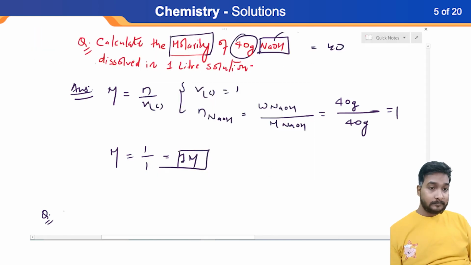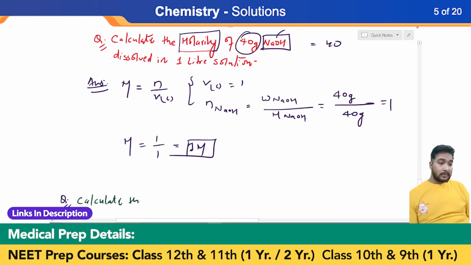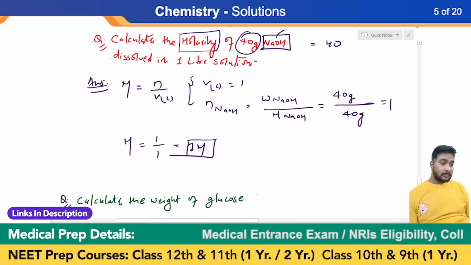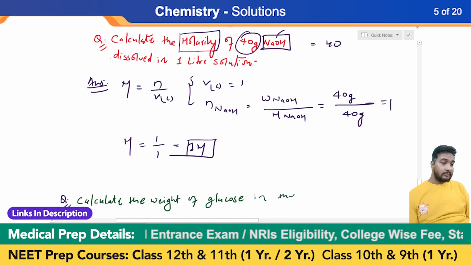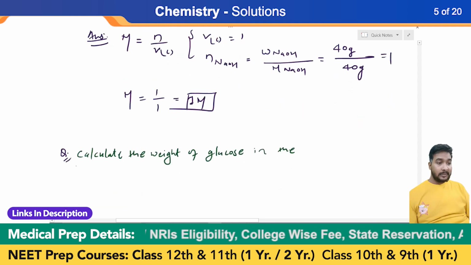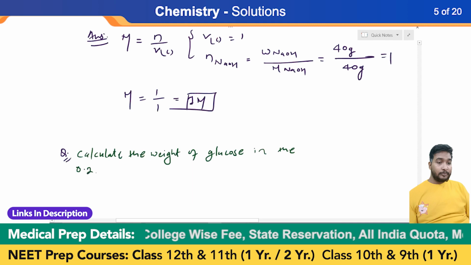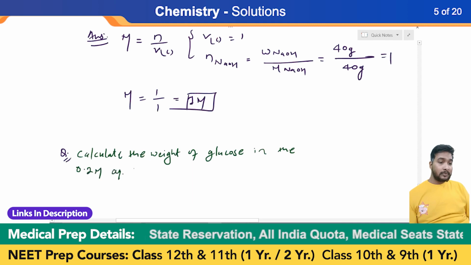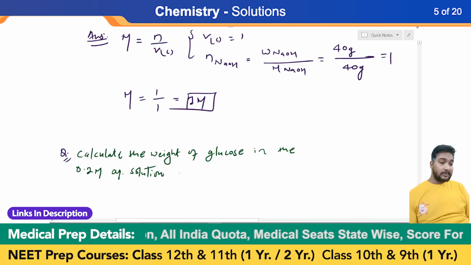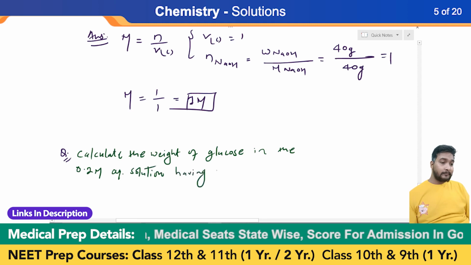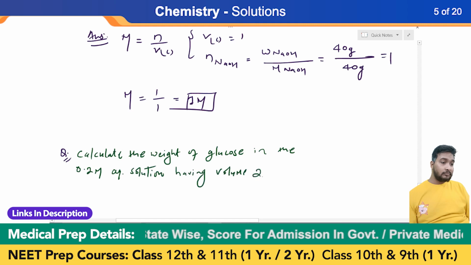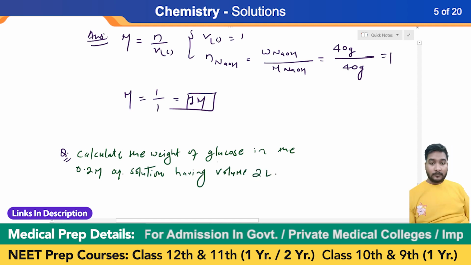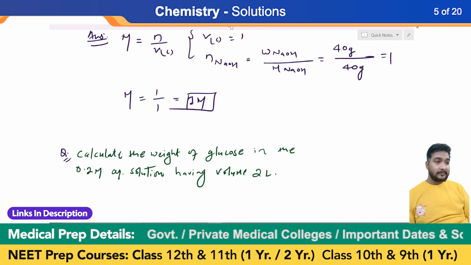Yeah, question number 2 is, calculate the weight of glucose in the 0.2 M aqueous solution having volume 2 liters. Okay, now pause the video and solve this.